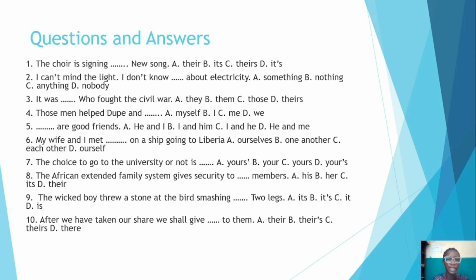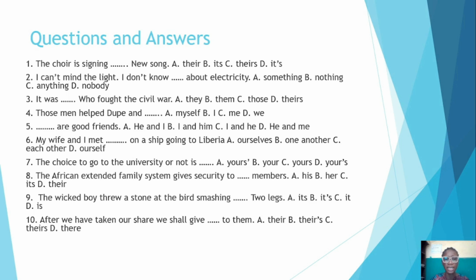The first question, the choir is singing dash new song. A, there. B, it's. C, there's. And D, it's with an apostrophe and S. The correct option is option B, the choir is singing its new song. And the reason is because possessive pronouns do not carry an apostrophe like we have in nouns. So you cannot use an apostrophe in possessive pronouns.